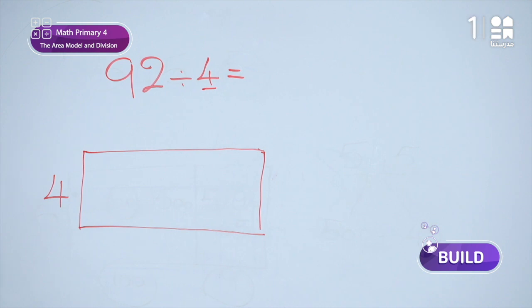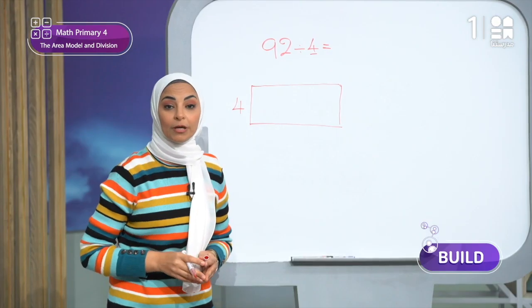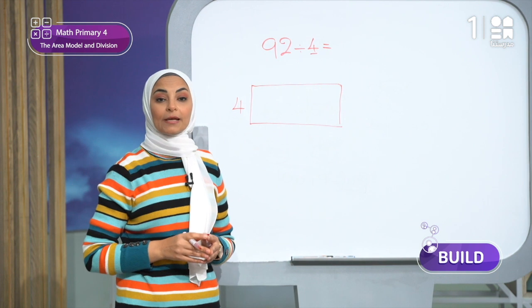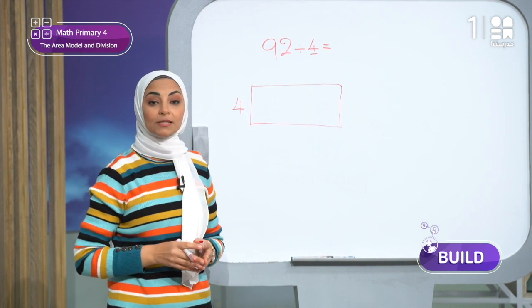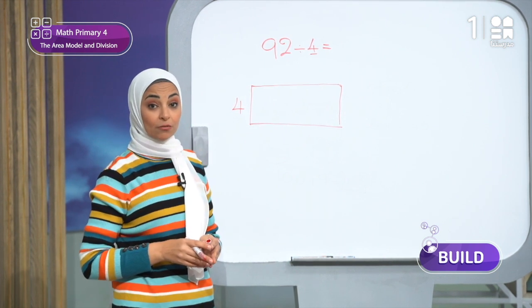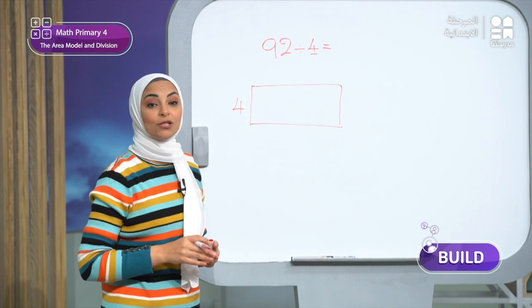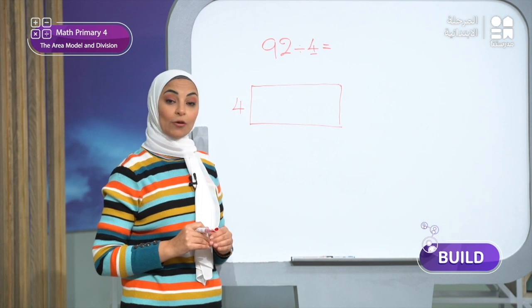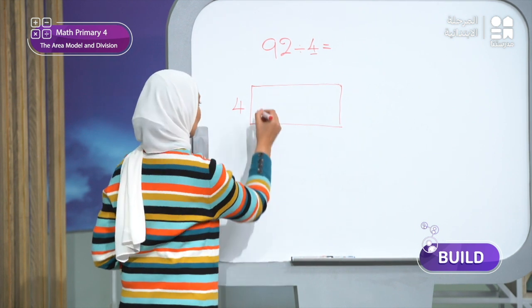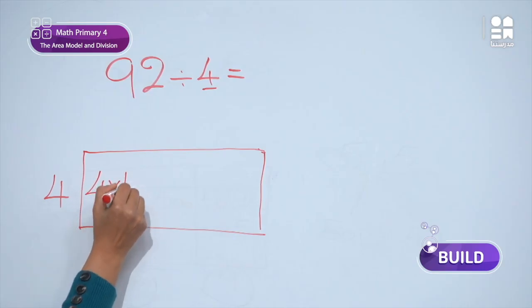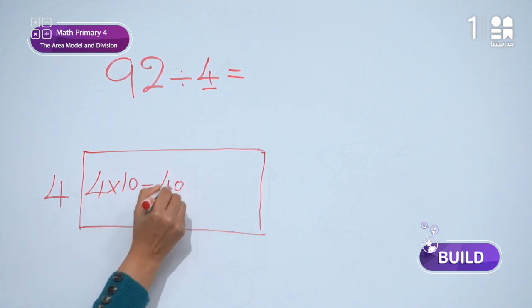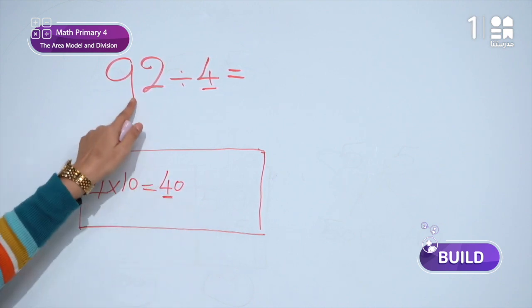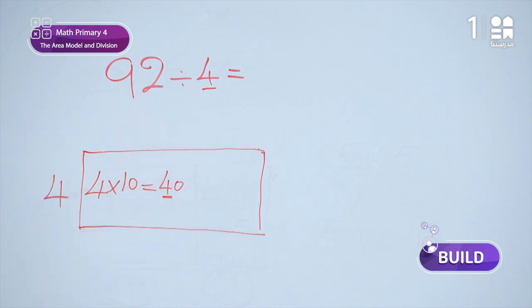Then, what should I do? Yes, I will multiply 4. Can someone tell me that repeating 4 ten times gives 40, right? That's very good as long as the answer is less than the dividend, which is 92. Let's write it together. 4 times 10 equals 40. Okay? As long as 40 is less than 92, it is right.